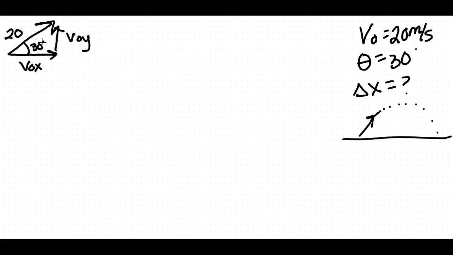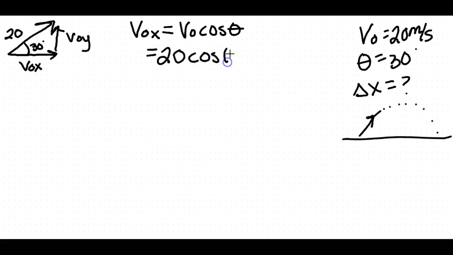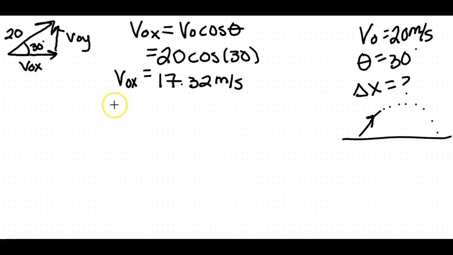And the angle here is 30. So to find v initial x, the angle is touching the x and the hypotenuse, so we're going to have to use cosine. So v initial x is v initial times cosine of theta. So it's going to be 20 times the cosine of 30, which is going to be 17.32 meters per second. So that is how fast it moves in the x direction.